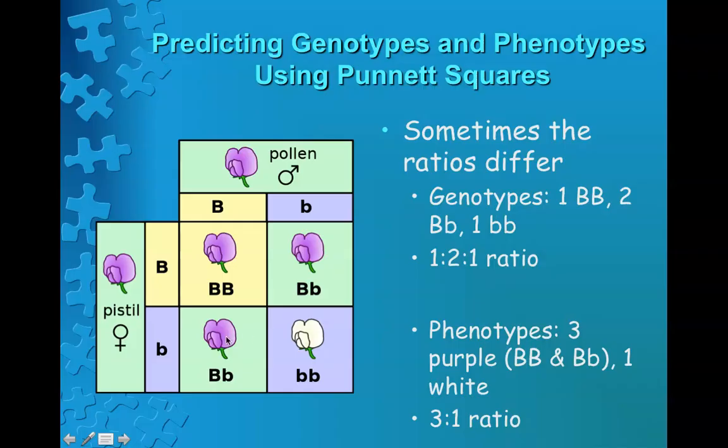Phenotypically, though, I end up with 3 dominant, so 3 purple to 1 white, or a 3 to 1 ratio, which is consistent with traditional Mendelian genetics, something that we would generally look for to say, all right, if I cross two heterozygotes, I should get that 3 to 1 traditional ratio. If I don't, then we can start talking about some potential other options of inheritance patterns, which we'll get into next week.